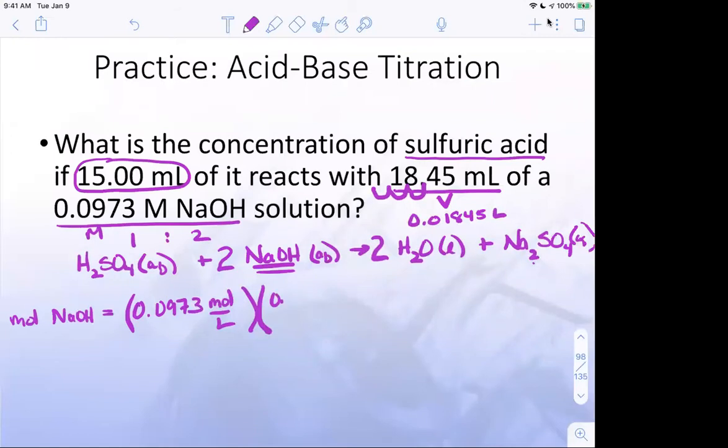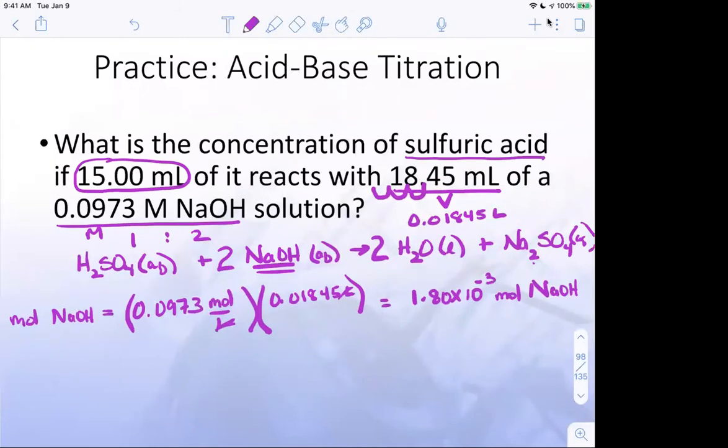So 0.01845 liters. That cancels. What I get here is 0.0973 times 0.01845. What I get is 1.80 times 10 to the minus third moles of NaOH.